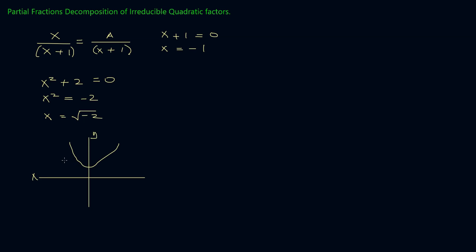So, what do we do when we have irreducible quadratic factors and we want to do fractional decomposition? This is how we do it. Suppose we use the same example, x over x squared plus 2. Our denominator remains the same, x squared plus 2. However, the numerator is going to be Ax plus B.